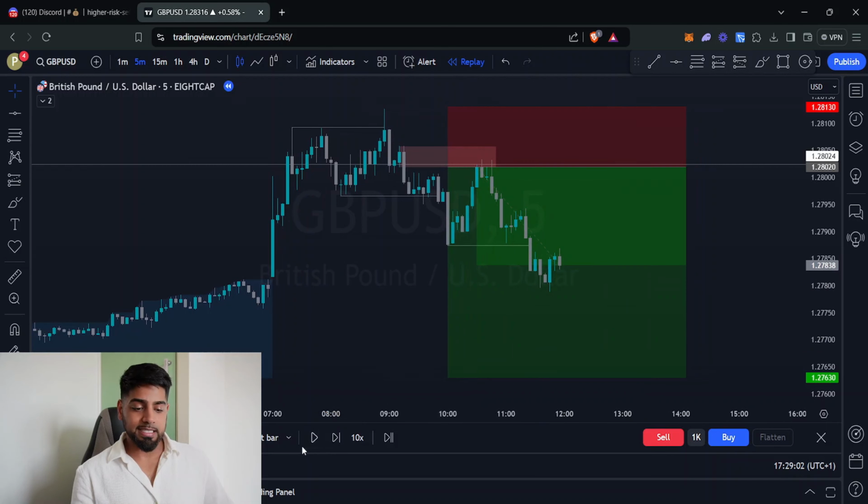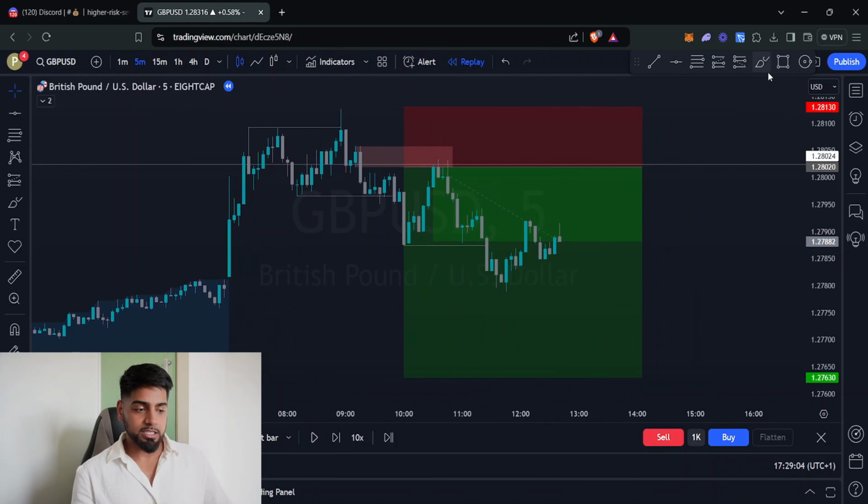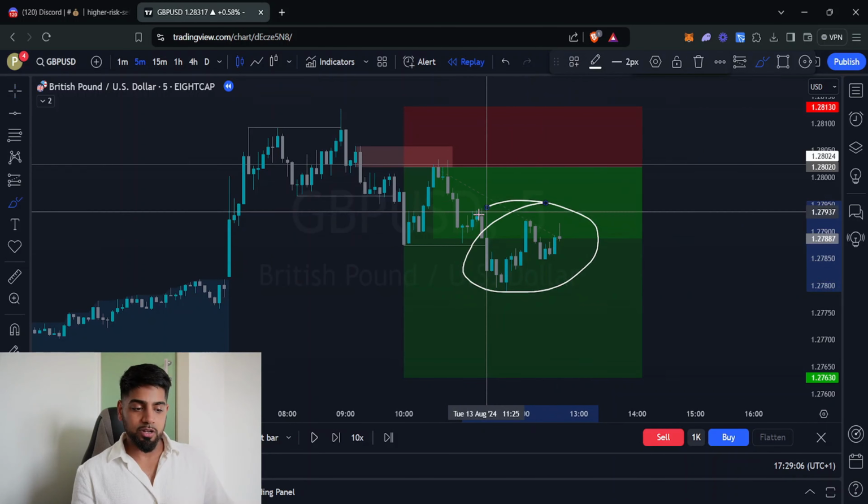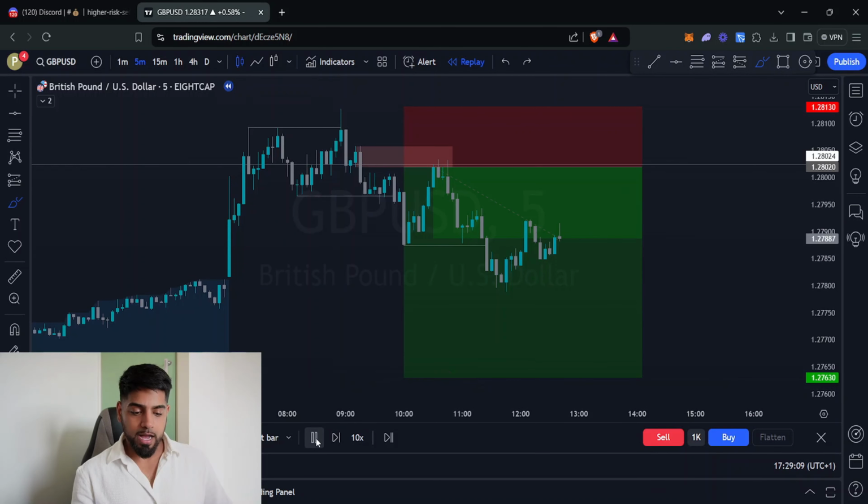We can see that price then goes into a mode of consolidation where we end up just consolidating for a total of 4 hours.